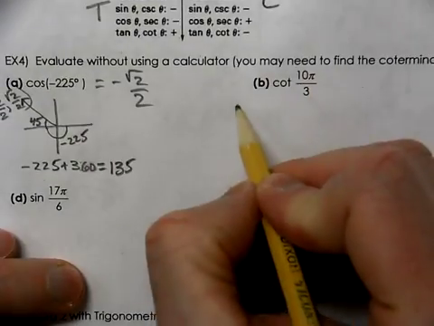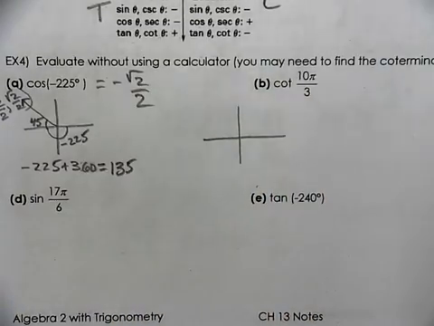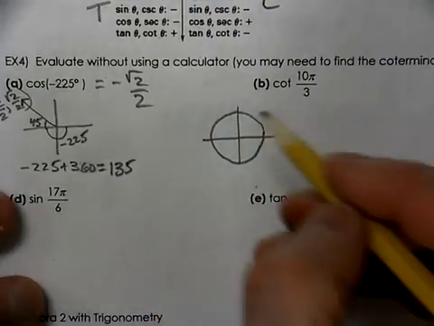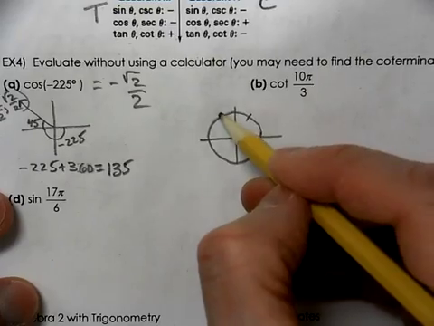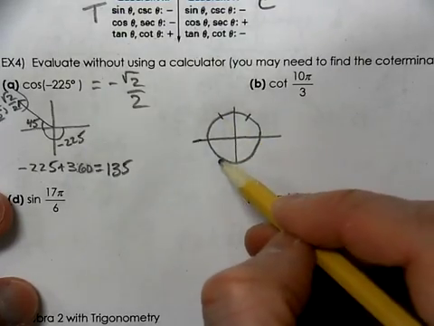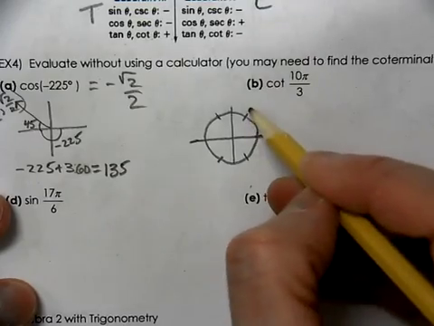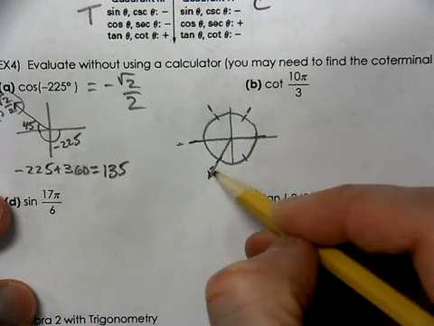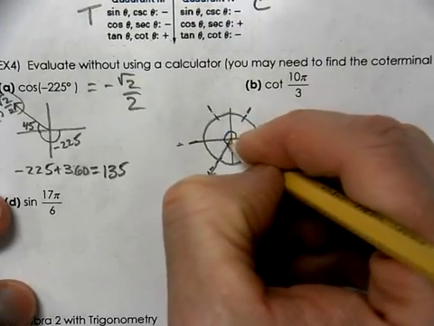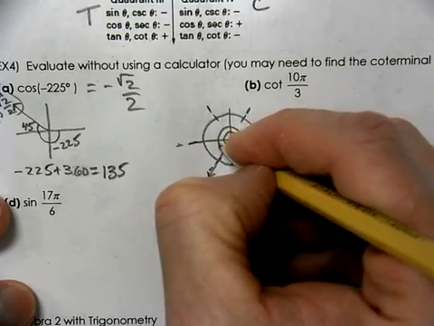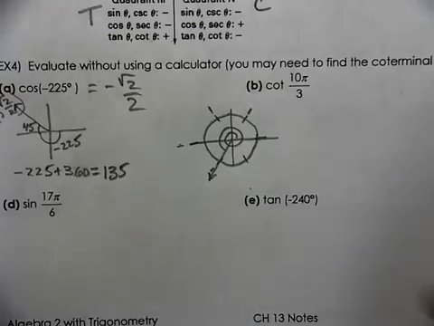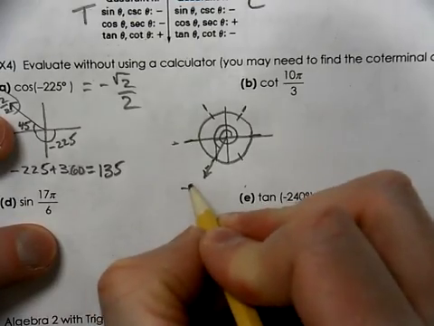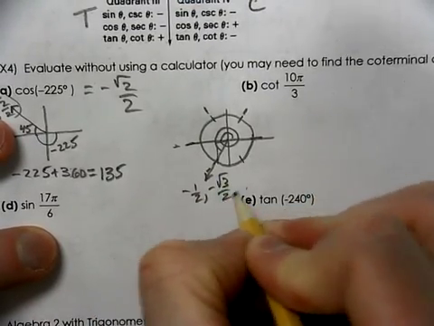This is cotangent. Let's figure out what the coordinate is first. 10 pi over 3. That's 1 pi over 3, 2 pi over 3, 3 pi over 3, 4, 5, 6, 7, 8, 9, 10. So 10 pi over 3 would come all the way around. That gives us a short side and a long side. So we know that this coordinate is negative a half, negative root 3 over 2.